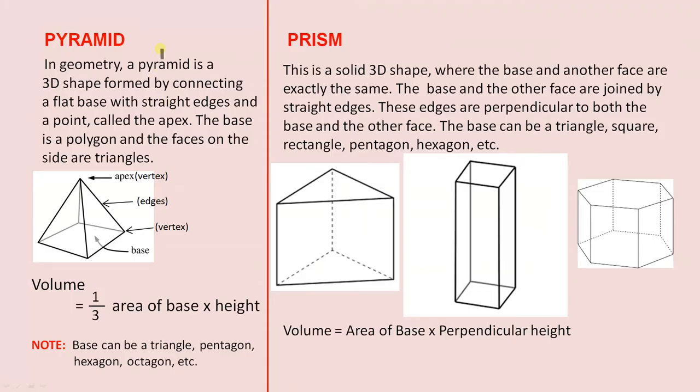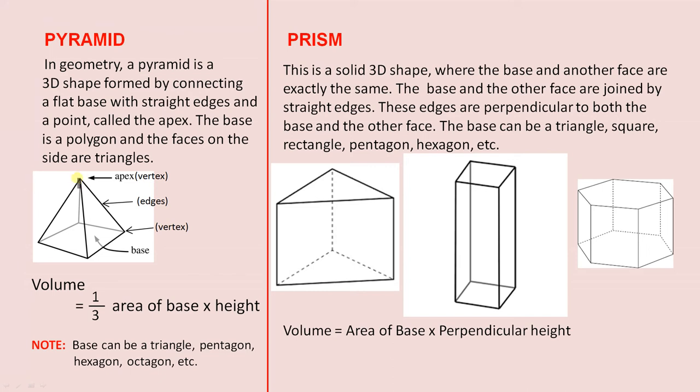Pyramid. In geometry, a pyramid is a 3D shape formed by connecting a flat base, so there's the flat base there, with straight edges and a point called the apex. Here are the straight edges. Now since this is a square pyramid, you have 4 edges. 1, 2, 3, 4. And that's what it means by connecting a flat base with straight edges and a point called the apex.